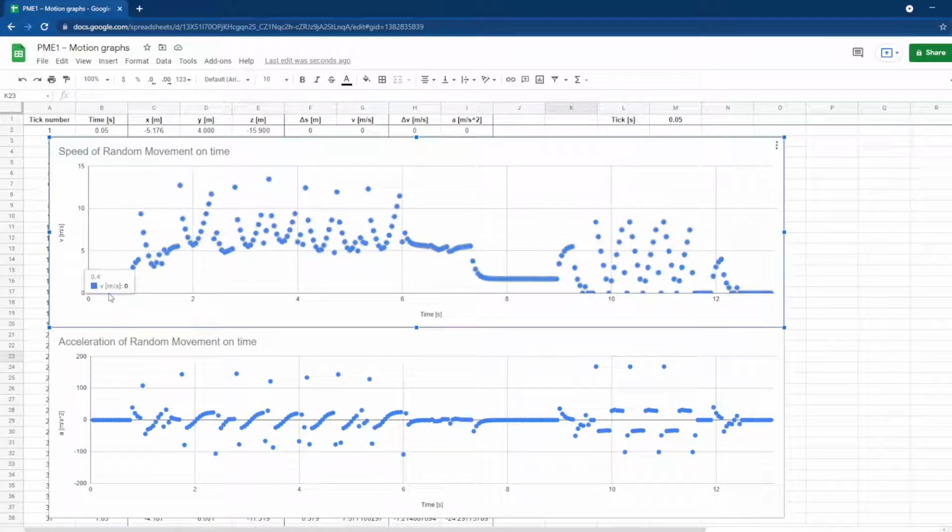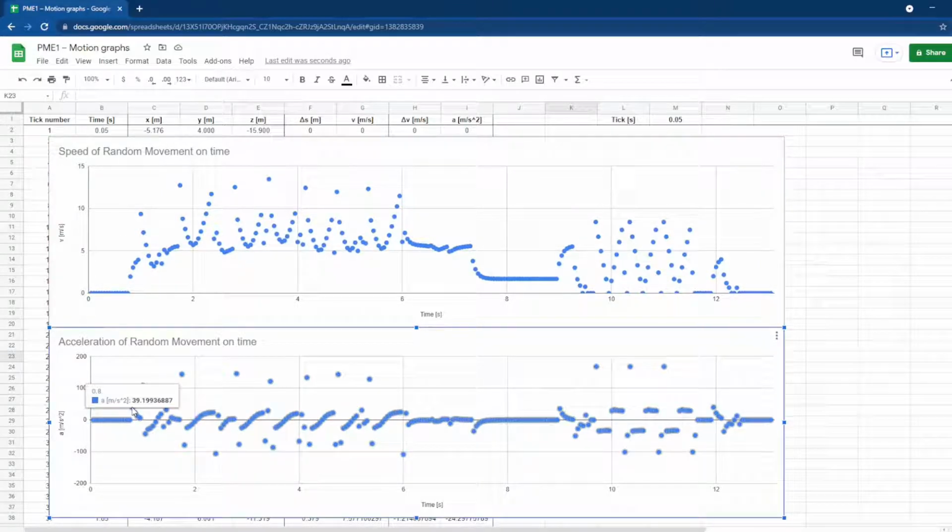Now that we have the graphs, we can take a look at them. At the beginning, we're not moving at all, so there is not even any acceleration. But as soon as I start moving, of course, I need to be accelerated to move. So apparently, when you start running, you accelerate with an acceleration of 40 meters per second squared, which is about 4 Gs.